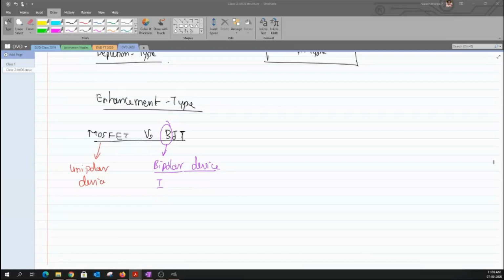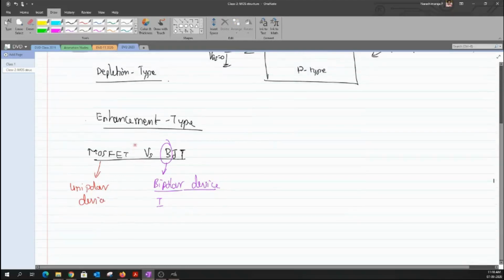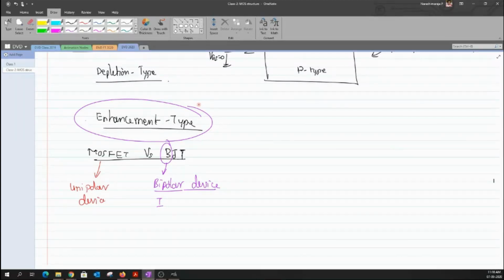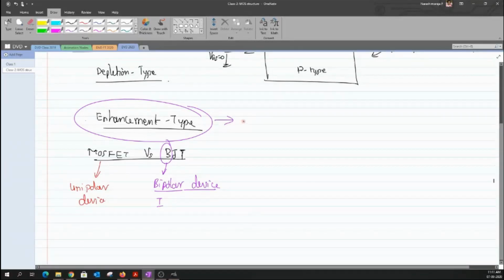Which is the most widely used structure between the depletion and the enhancement type? Any guesses? Enhancement type. Yes, it is the enhancement type that is most widely used, just because we want to turn off the device when the value of VGS is less than VT. Even in this particular course, unless we specifically say that we are talking about a depletion type MOSFET, we always assume that whatever MOSFET I discuss from now on will be of enhancement type. So this is a kind of MOSFET which doesn't have a channel when VGS is zero or less than VT, whatever it is.